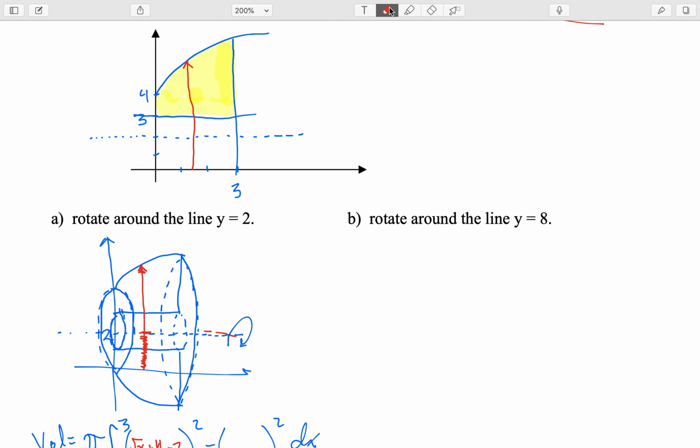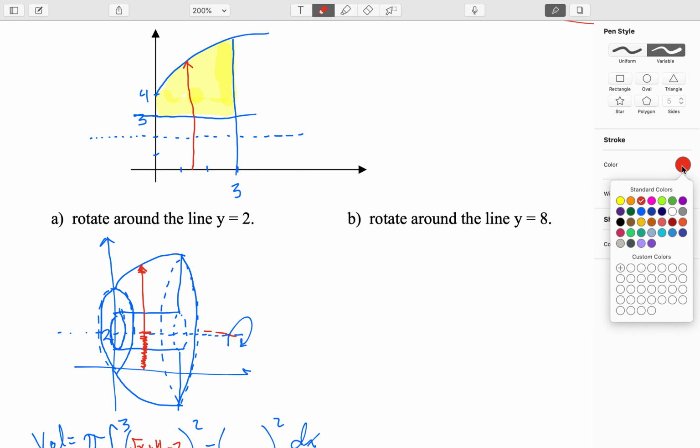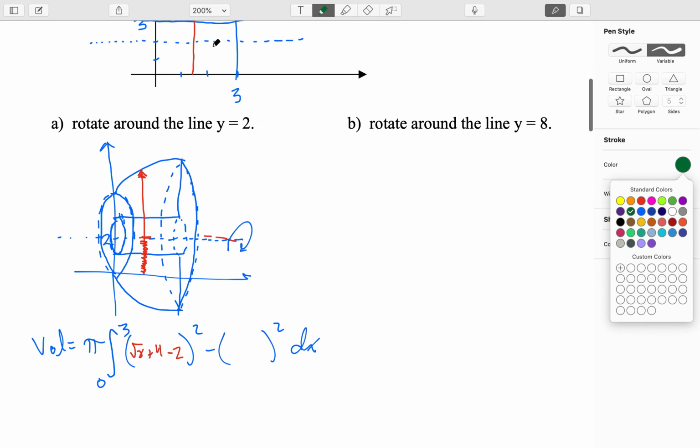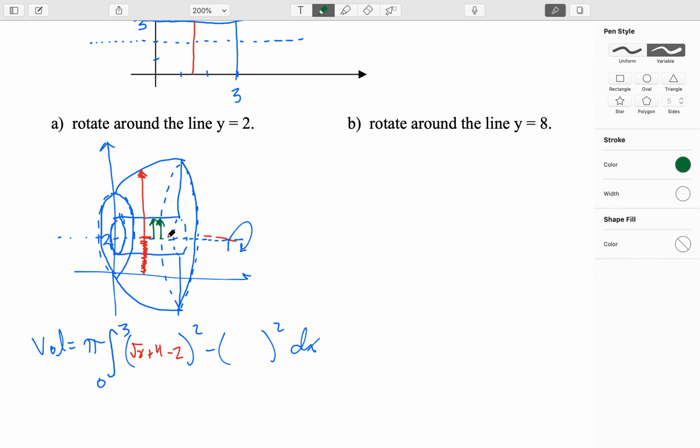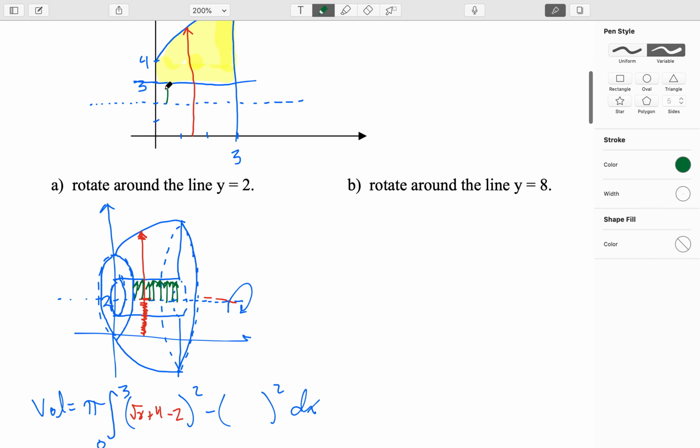Now, let's do the inside. I'm going to do that in a different color. Let's do that one in green. The inside is from here to here, here to here, here to here. So it's a constant, because it's just a flat line. This thing's got a cylinder. So it's the distance from 2 to 3, right? It's a constant 1. It's this constant distance here.